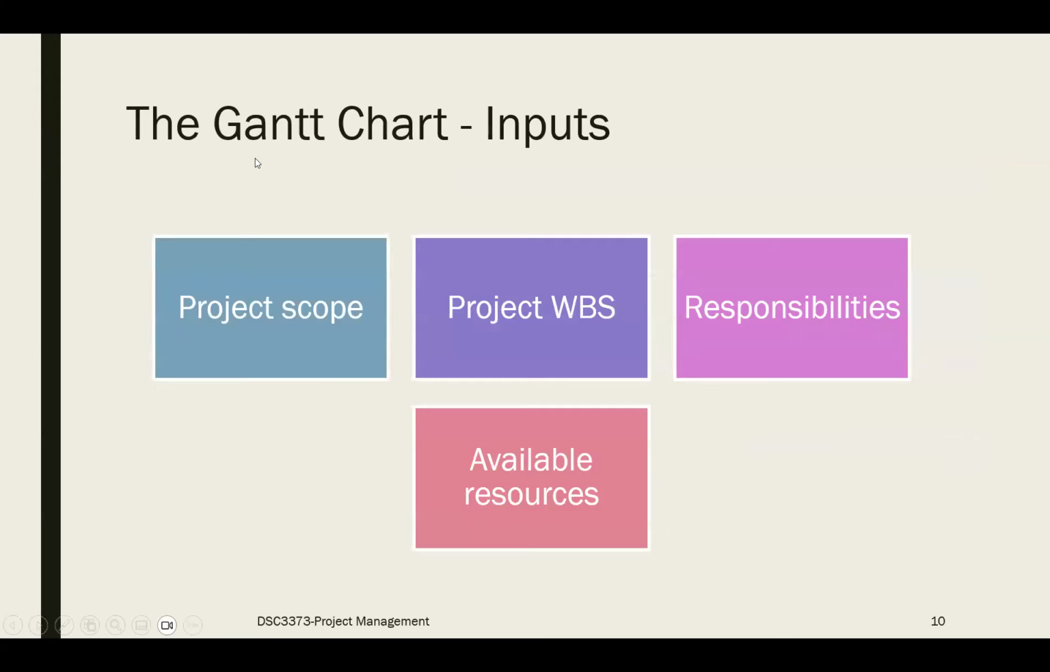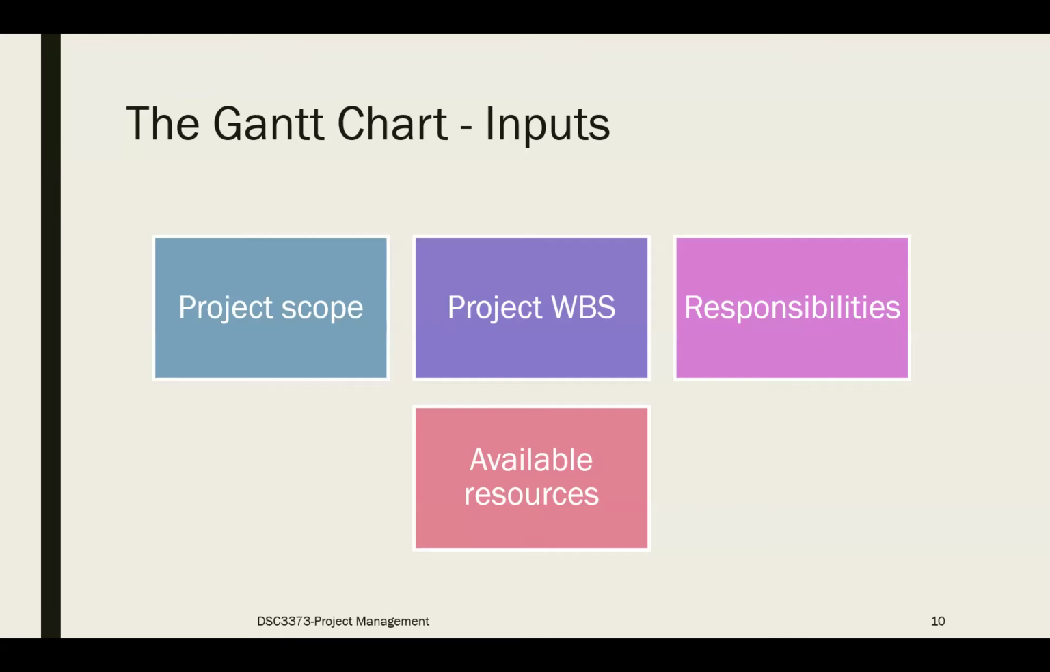Right. So let's start with the Gantt chart. In order to develop this, we need 4 inputs, right? The first input is the project scope, which will talk about what is the amount of work that you have to complete within this project. What are you trying to achieve here?